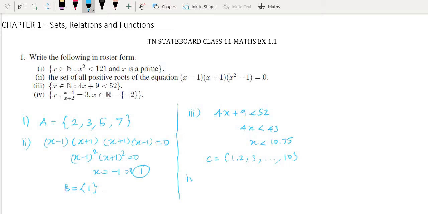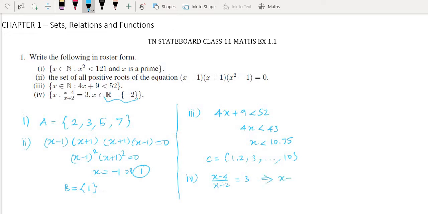And fourth subdivision, set of all x such that x minus 4 divided by x plus 2 is equal to 3. So this is a simple equation. We are assuming that x is not equal to minus 2. X belongs to the set of all real numbers omitting minus 2. So x can't be minus 2, so x plus 2 is a non-zero number. So we can multiply by the non-zero number on both the sides.